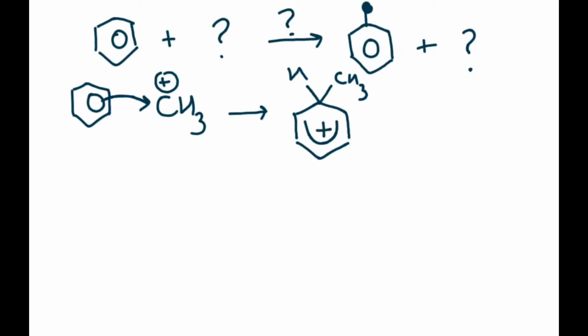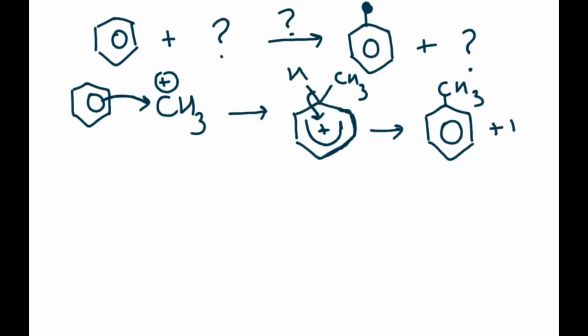The positive charge is within the ring. Don't draw the positive charge up there, you'll lose a mark if you do that. Make sure that the positive charge is within the partial ring, and make sure the ring is not touching the carbon skeleton either, which mine nearly was. Right, then the 2 electrons from your H come back in, and you reform your ring. You've got methyl benzene and H plus.